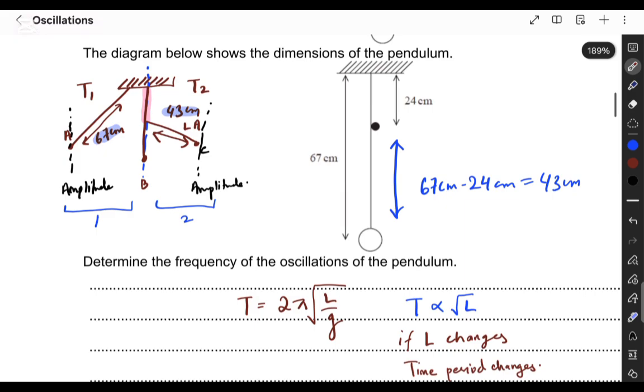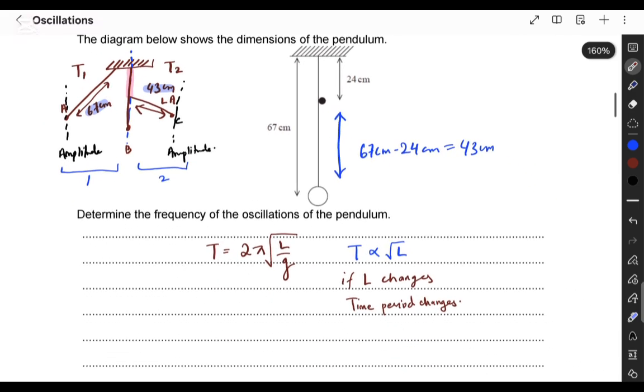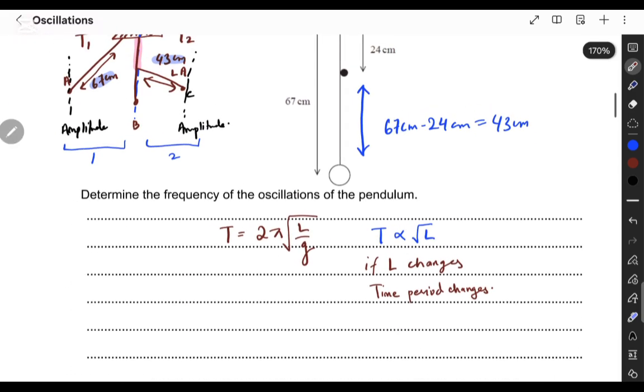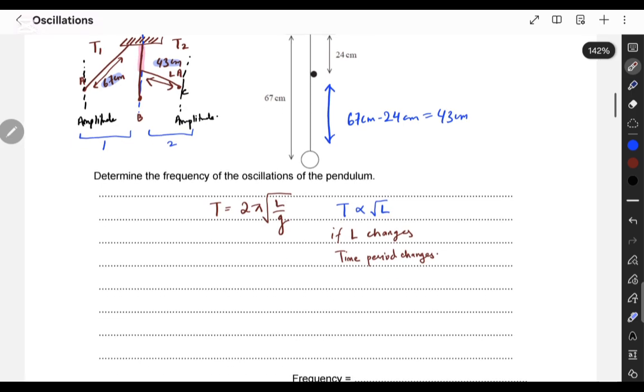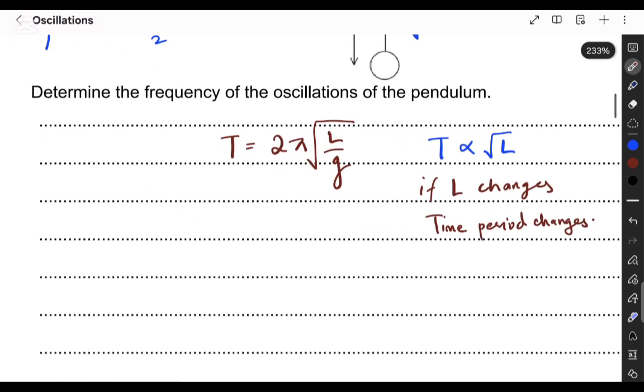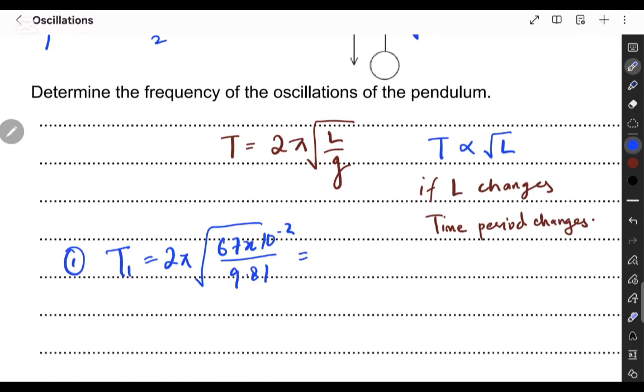Okay, I'll tell you how we will go about this. First, let's find the time period for both of them, for our first part and the second part. So let's find it for the first part. Let's call it T1. I've plugged in the values and now let's get the answer.